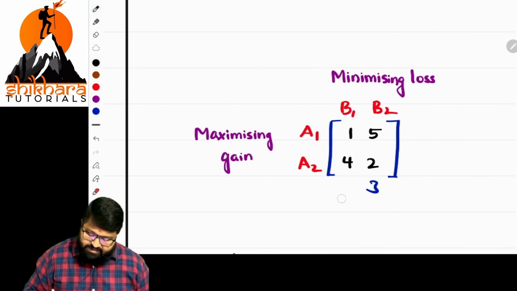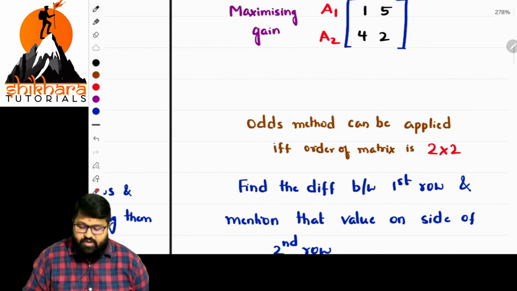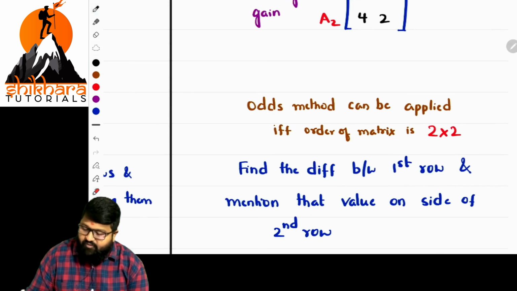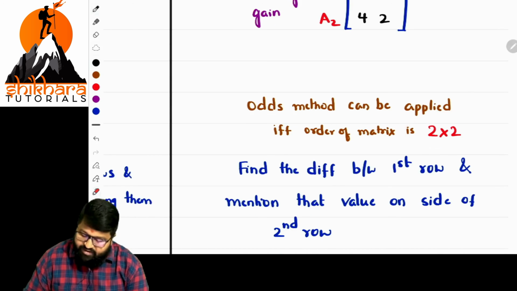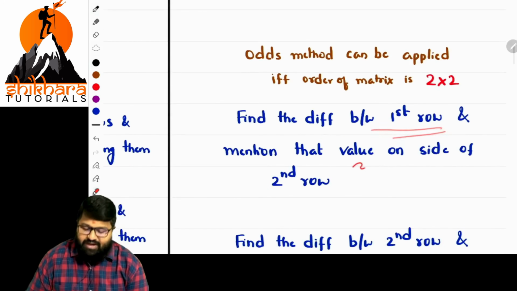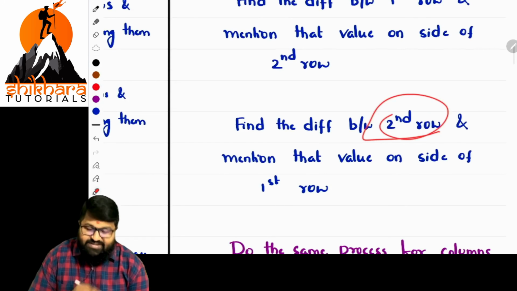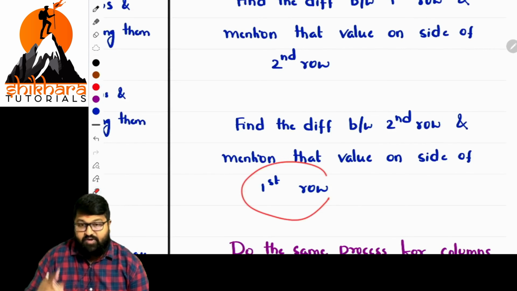So let us go step by step, then you will get clarity. What is the first step? The odds method can be applied if and only if it is what type of matrix? A 2 by 2 matrix. Okay. Find the difference between the first row and mention it in the second row part. And what about the next one, sir? Find the difference in the second row and mention it in the first row part.